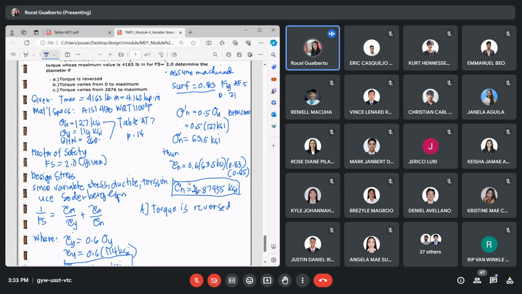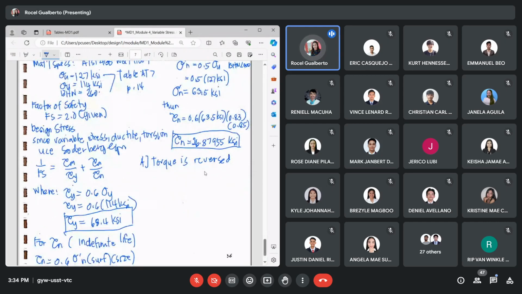So yung type po ng variable stress affects only the value ng mean at saka po yung alternating stress. Pero yun pong endurance and yield, hindi po siya naapektuhan. Again, ang type ng variable stress will affect only tau m at saka tau a, the mean and alternating. So ano po yung property kapag torque is reversed? Yung tau m is equal to 0. Na-derive natin kahapon, if torque is reversed, tau m is equal to 0.